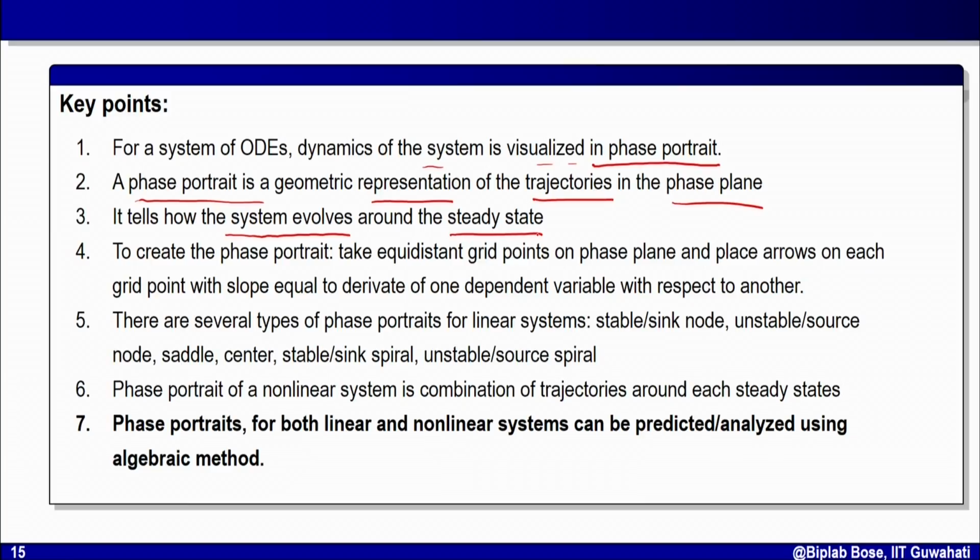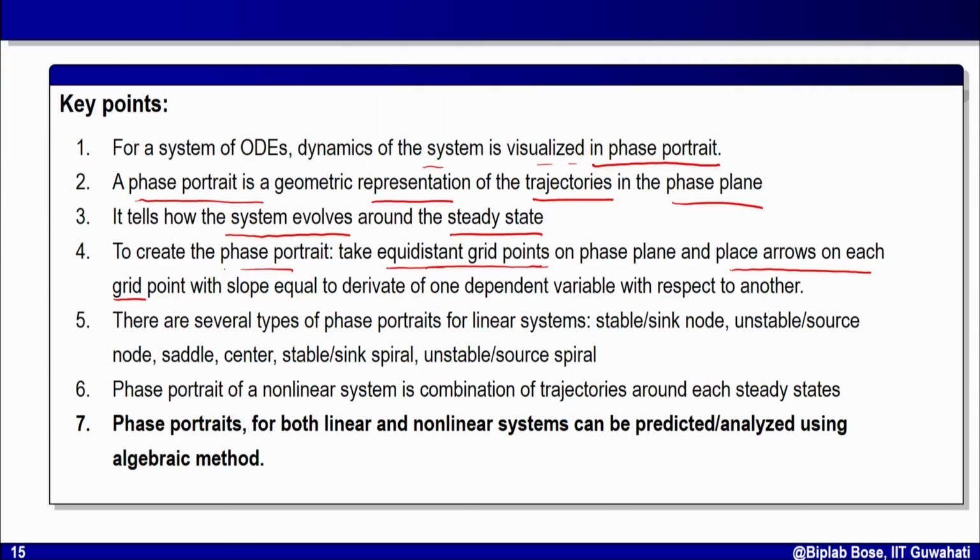And remember, I am getting the steady state through the intersection point of the null points. To create the phase portrait, what I have to do is divide the phase plane into equidistant grid points, and then place arrows on each of these grid points, and the arrows will have slope equal to the derivative of one dependent variable with respect to the other one at that point. So if I am drawing the phase portrait in a y versus x plot, then I will have the slope equal to dy/dx.